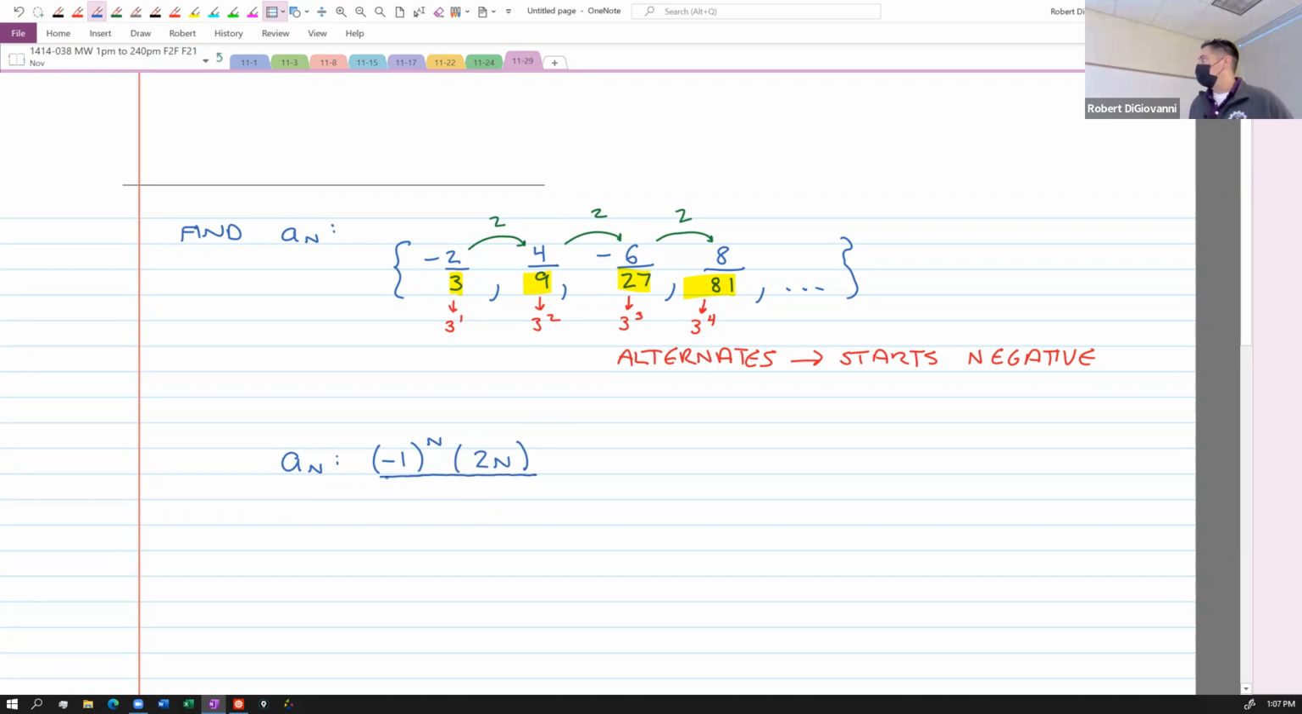And that should be 3 to the n, because they're all powers of 3, starting with 1, then 2, then 3, then 4. So I just need it to count up. Okay. And that's it. That's our formula right there. Are there any questions?